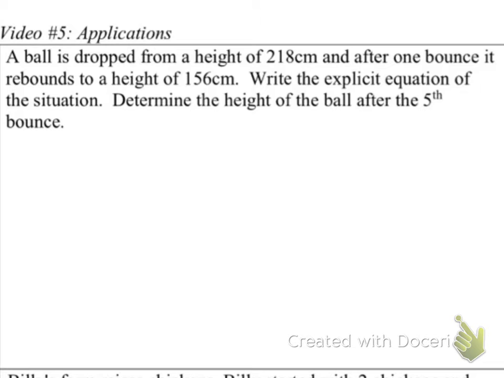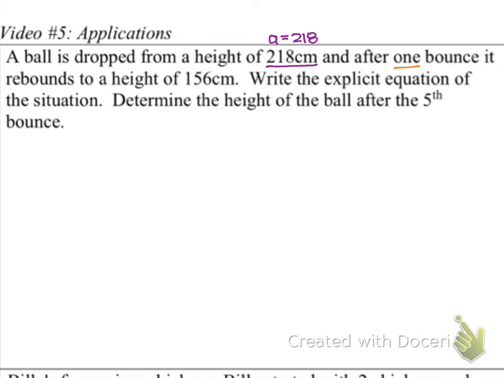So one is the bouncing ball. All right. So we have a ball dropped from a height of 218 centimeters. The drop height is going to be identified as the 0th term. So we're going to say that A is equal to 218. And then after one bounce, that's important. We want to make sure that it's just been one bounce. It rebounds to a height of 156.